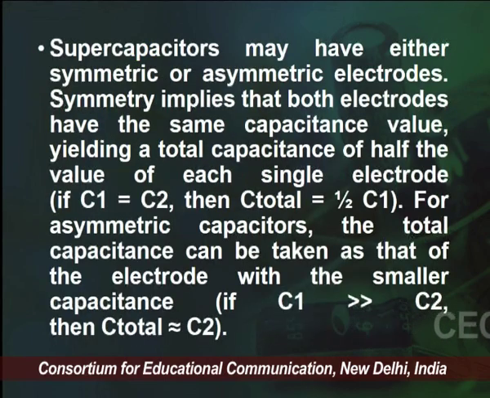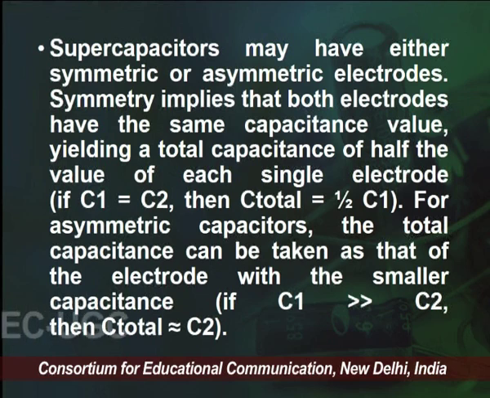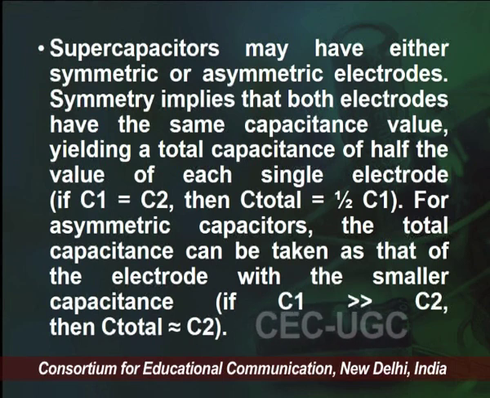Now the supercapacitor may have either symmetric or asymmetric electrodes. If it is symmetric, then both the electrodes have the same capacitance value, yielding a total capacitance of half the value of each single electrode. Like we can have C1 equal to C2, then C total is equal to half C1. Now for asymmetric capacitors, the total capacitance can be taken as that of the electrode with the smaller capacitance. If C1 is greater than C2, then C total will be C2.